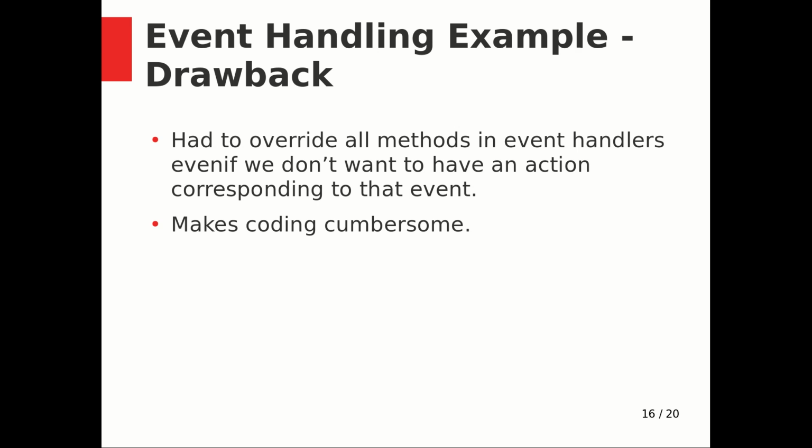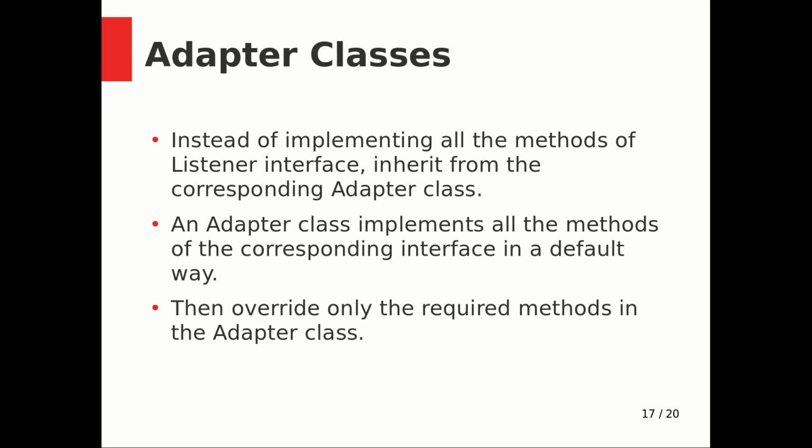This happens because we are implementing an interface, and whenever we are implementing an interface, since all the methods are abstract, we have to provide implementation for each and every method in the interface. This makes the programming a bit cumbersome and the code a bit untidy. How does Java overcome this drawback?